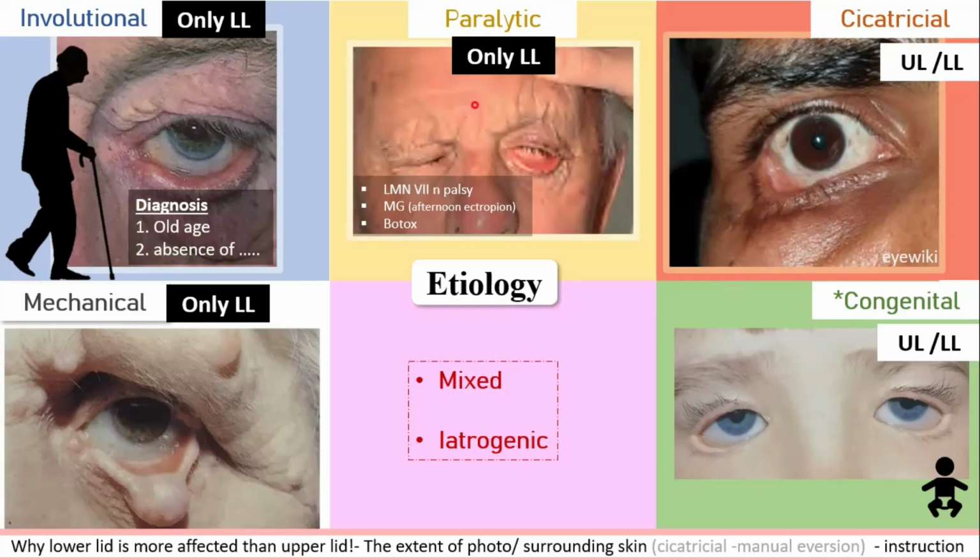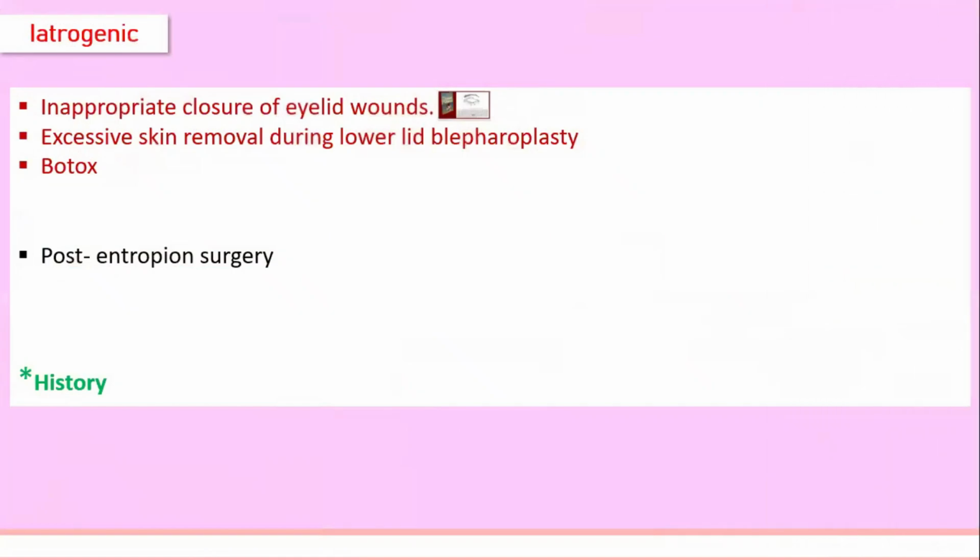And sometimes if they are giving you a case of paralytic ectropion, usually the patient was instructed during taking the photo to close their eyes to show you the lagophthalmos caused by facial nerve palsy, like in this photo, okay?